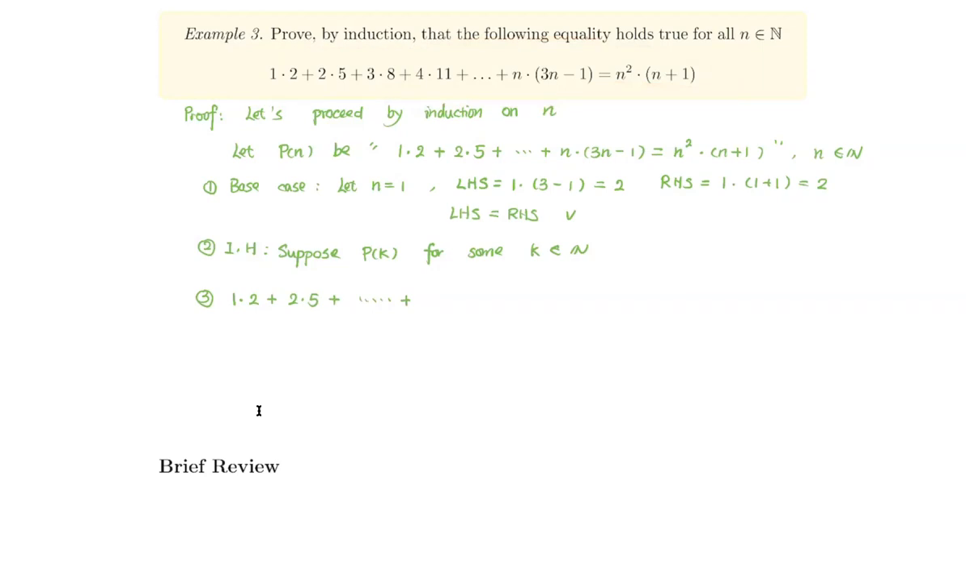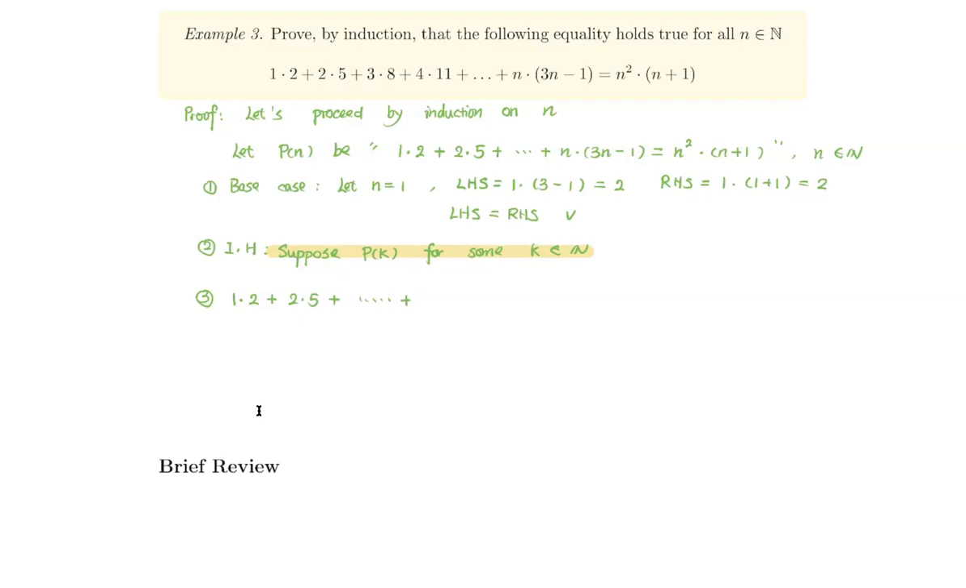Now you do the base case. Base case is n equals 1. Your left hand side is 1 times (3 times 1 minus 1), which equals 2. Your right hand side gives you 1 squared times (1 plus 1), which is 2 as well. So left hand side equals right hand side, and our base case holds. IH: you suppose P(k) for some k in natural numbers. This never changes whether you define P(k) or P(n). It's always this.